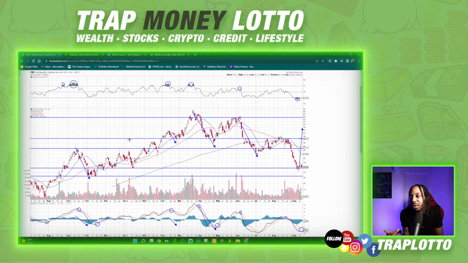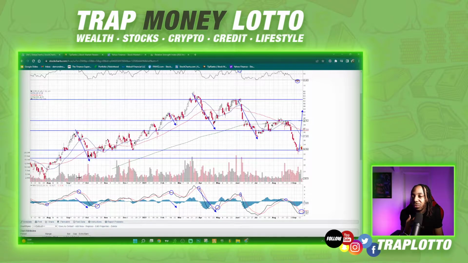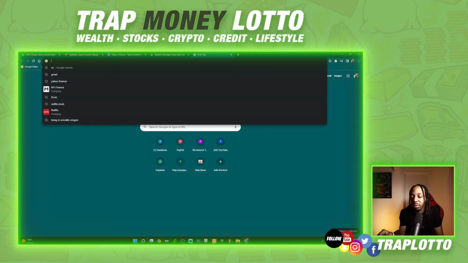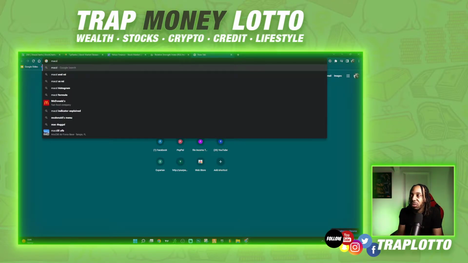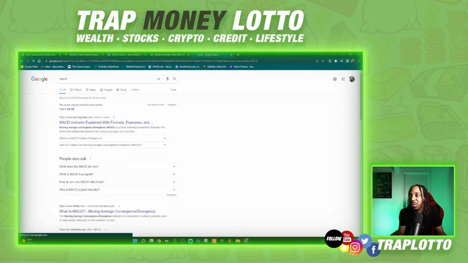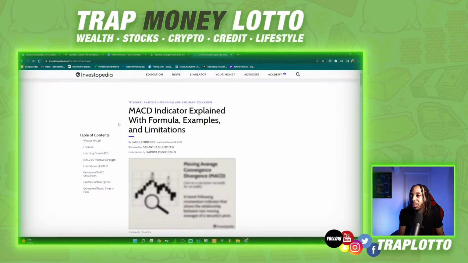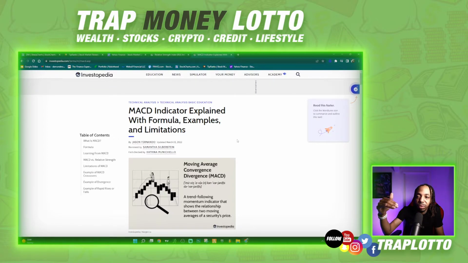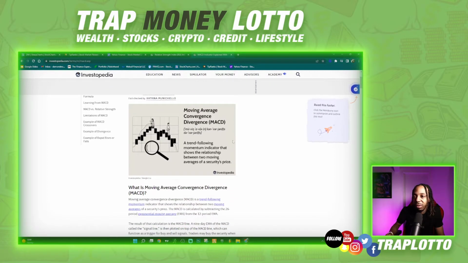In conjunction with that, I like to use this indicator called the MACD. Let's Google this. It's two lines, and when the black MACD line crosses down and under this red line, it indicates the momentum and that the stock price is going to go in that direction.